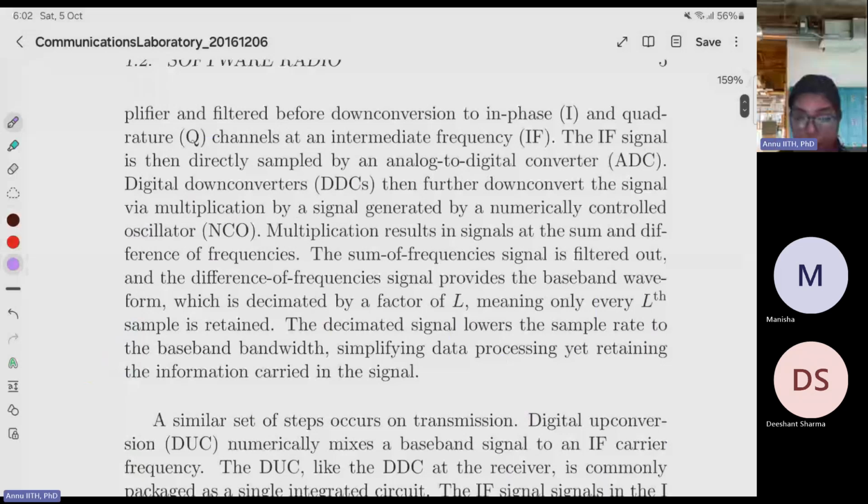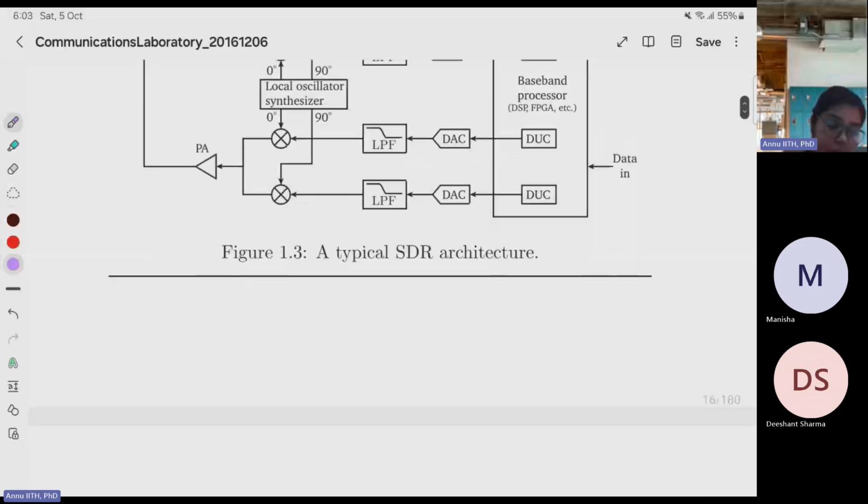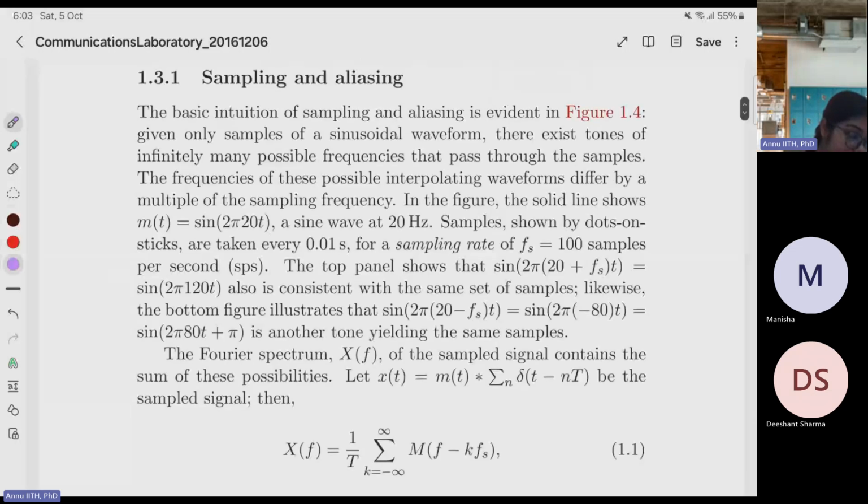Now, going back to the previous part, sampling and aliasing is very important for digital communication, and we cannot ignore that part. If you want to see what sampling and aliasing actually look like, the basic intuition is evident in figure 1.4. So let's see this particular thing.